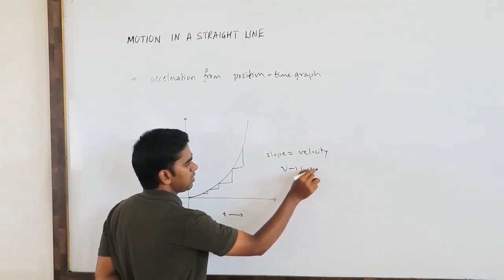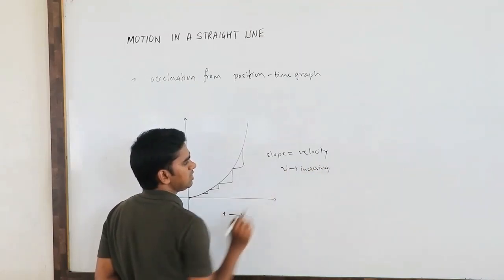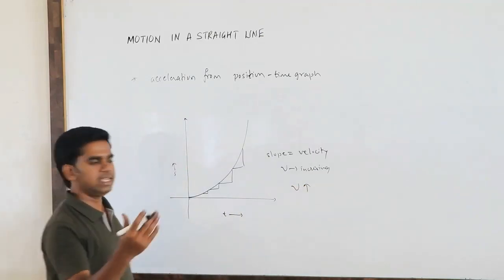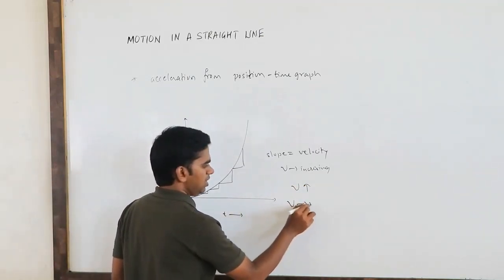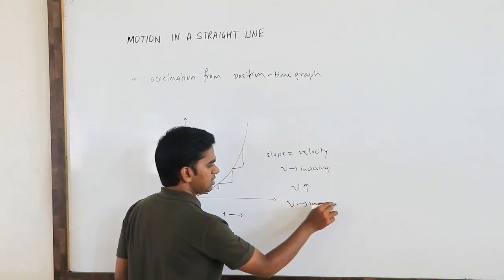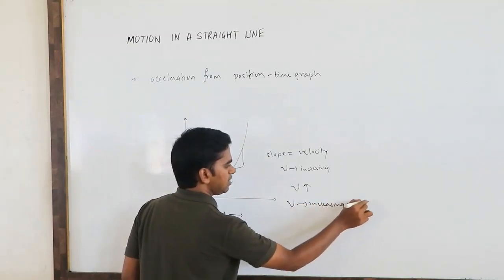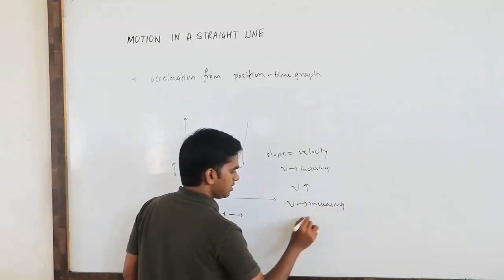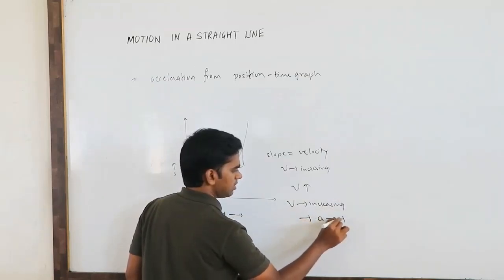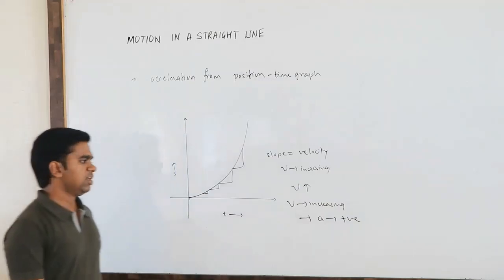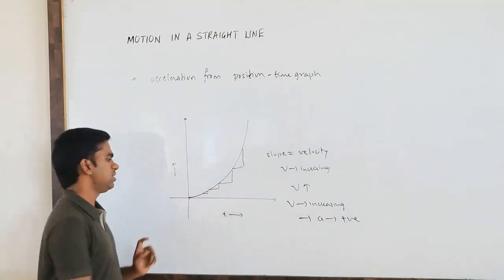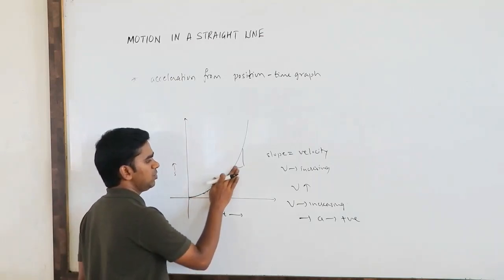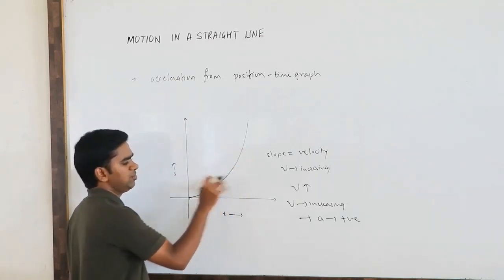Here velocity is increasing. V is increasing, which means acceleration is positive. It means that acceleration is positive. Okay. From this graph, we can understand that the acceleration is going to be positive.